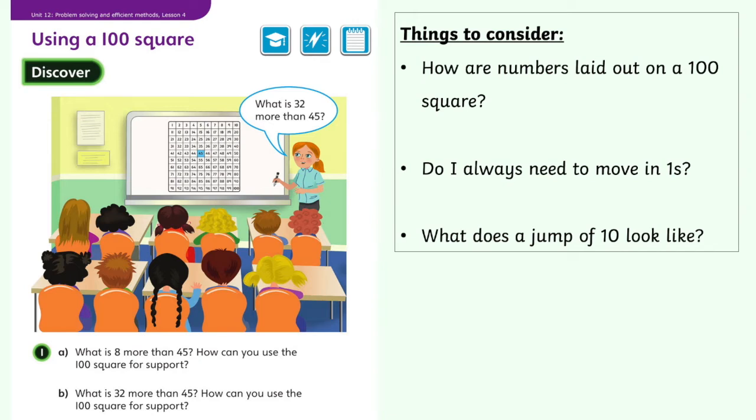Things to consider as you have a go at this discover. How are numbers laid out on a 100 square? Think to yourself, do I always need to move in ones? And think to yourself, what does a jump of 10 look like? Click pause now, have a go at the discover, and then join us afterwards while we share some ideas together.